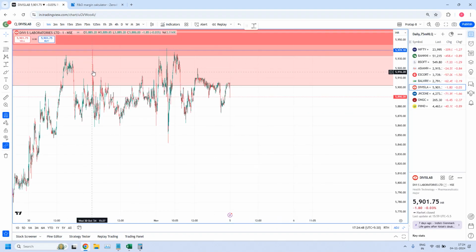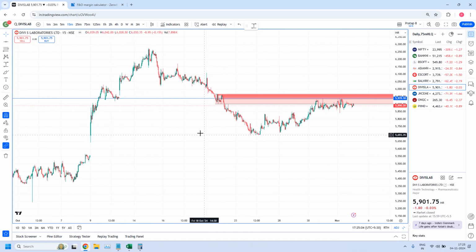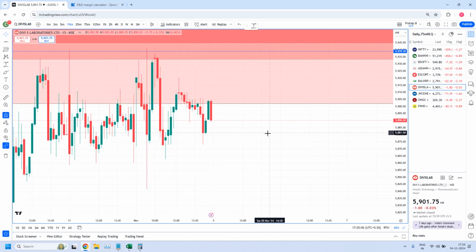And next, what should be your 15 minutes target? After that, can we accept a minimum 1:3 RR is there? You need to check them. Then only you can accept this trade. Okay, so I am going to the 15 minutes time frame to check the 15 minutes target.